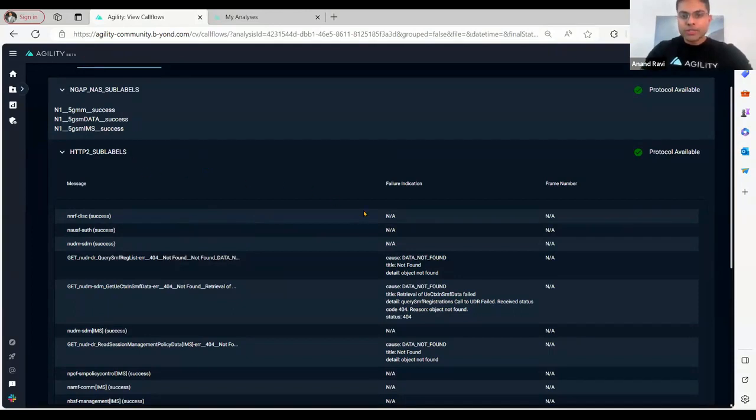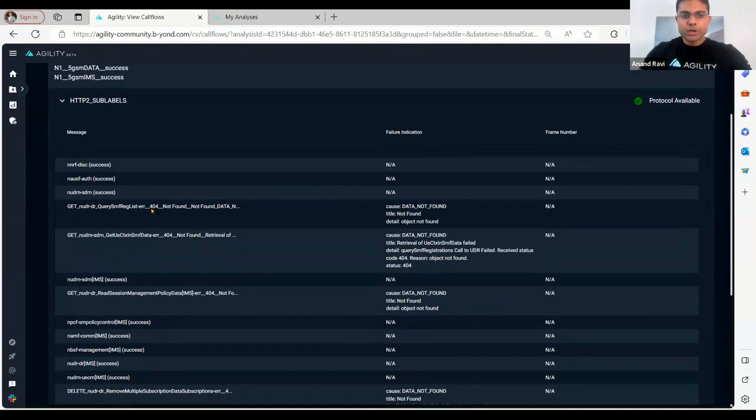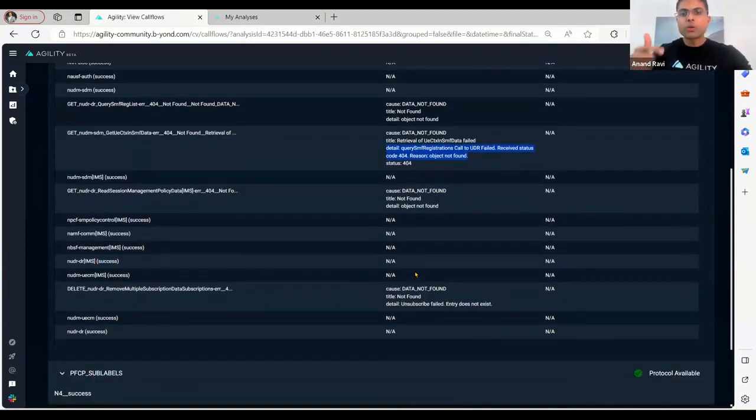And it also provides a failure indication where essentially there are intermittent errors or catastrophic failures. For example, in the UDR query for SMF, looks like there was a 404 not found, and it provides really the point of failure or the cause of failure for it as well, right? In the detail description, like in this case, the query for SMF registrations call to UDR failed, and that was the received status for it, right? So that's where I can really hone in and troubleshoot.